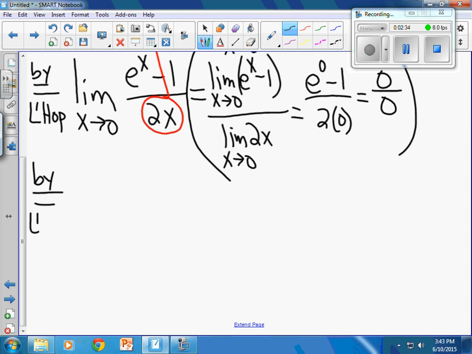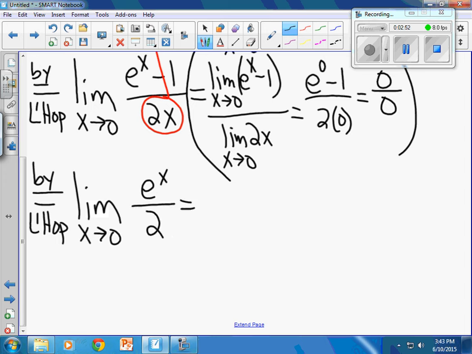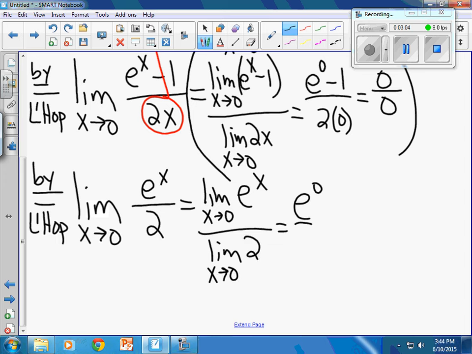By L'Hopital's rule again, on the previous line, we have the limit as x approaches 0. The derivative of e^x - 1 is just e^x. The derivative of 2x is equal to 2. Now if we try the quotient rule, we have the limit of e^x as x approaches 0 divided by the limit of 2 as x approaches 0. This is e to the 0 divided by 2. e to the 0, we've said already a couple of times, is 1. And of course 2 is 2.